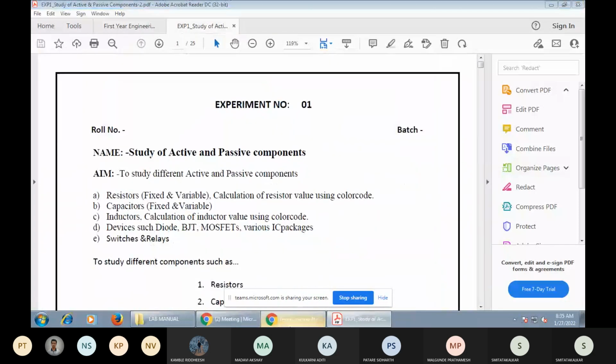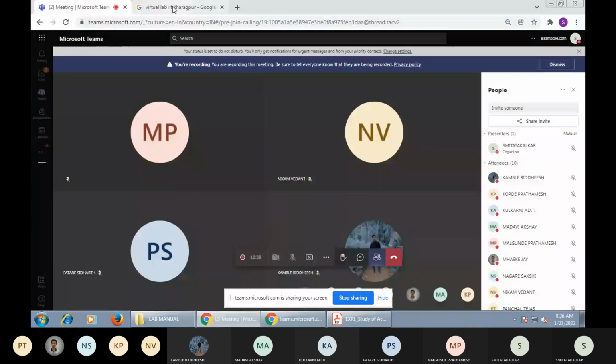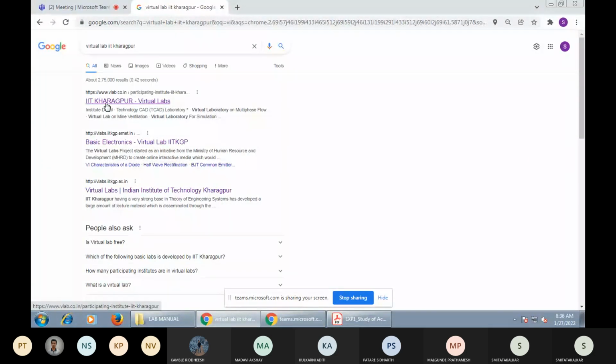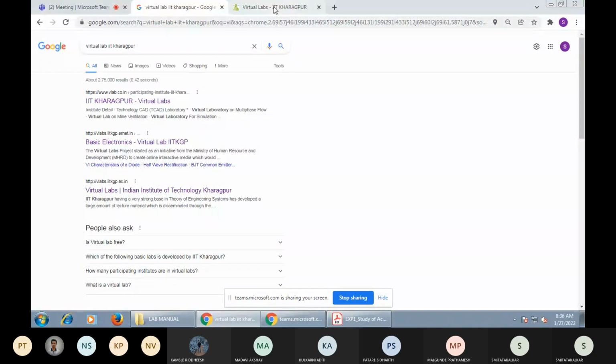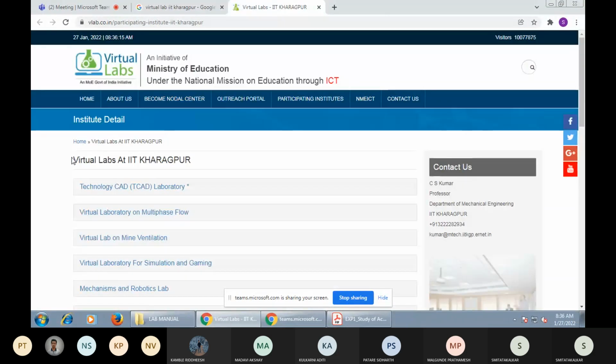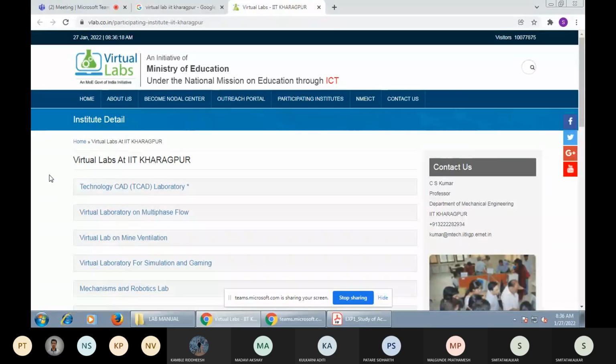In a virtual laboratory, go to the IIT Kharagpur virtual lab. Right click on that, then open a new tab. This is the virtual laboratory, IIT Kharagpur.